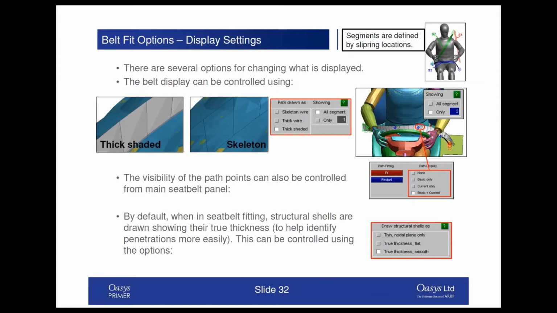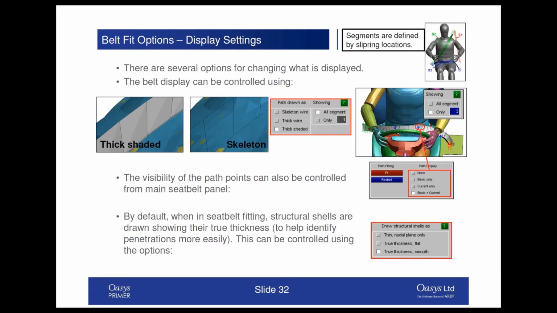There are several options for changing what is displayed from the panel as well, and this can be useful when trying to determine the path around a complex occupant, or to establish whether any intersections have been introduced. So for example, we can change the display of the belt itself. We can draw the belt as a skeleton wire, a thick wire or thick shaded. So the two pictures on the left hand side there are showing the difference between thick shaded and skeleton. I like thick shaded because it helps me spot any penetrations with the belt and the structure.